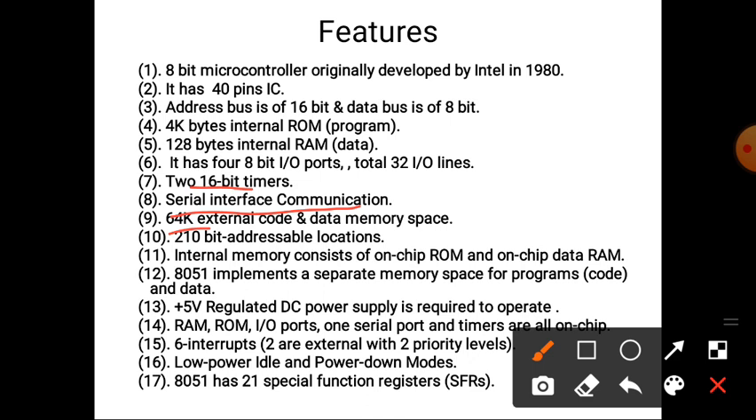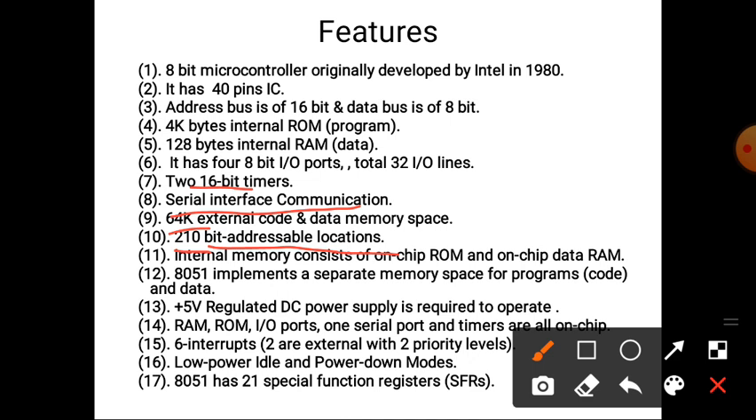In some cases, the internal on-chip memory is not enough for storing some program or data. At that time, we require external memory. So that external data memory and program memory can be supported by the 8051. Up to 64 kilobytes of external code and data memory can be used. Then it has 210 bit-addressable locations.